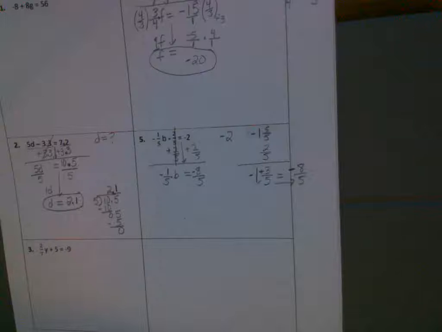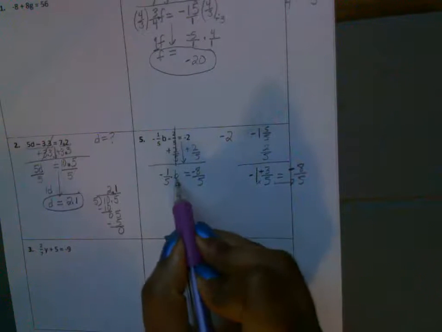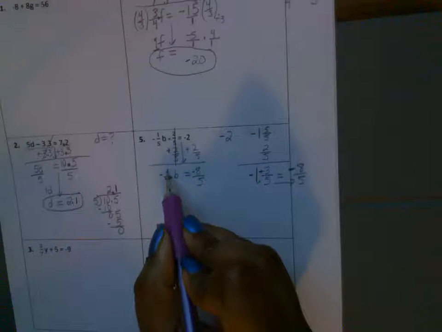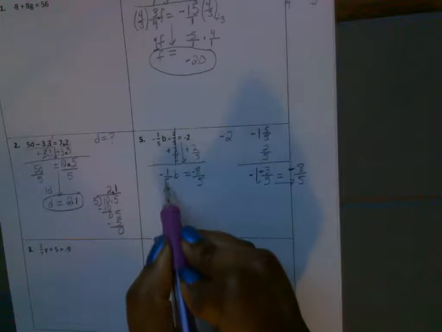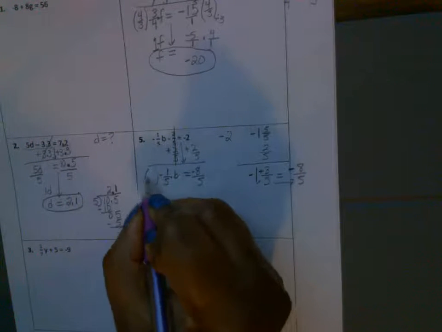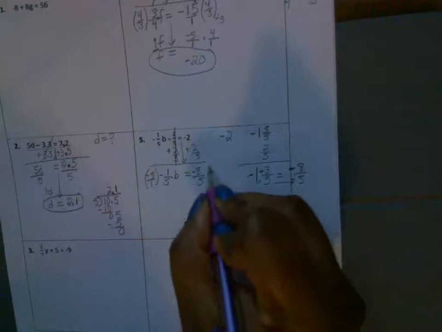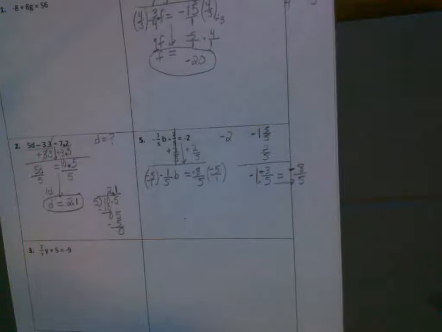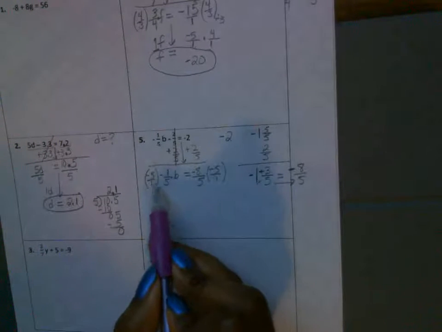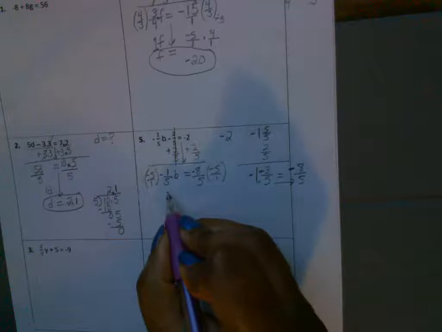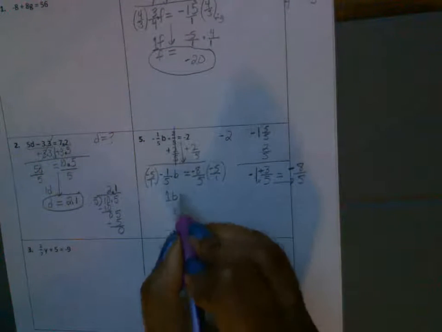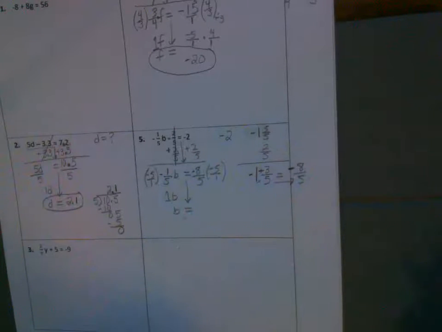Now in order to get b by itself, we have to multiply by the reciprocal of this fraction. The reciprocal of negative 1/5 is negative 5/1, or just negative 5. This gives me positive 5/5, which is 1b, or just b. Bring down my equal sign.